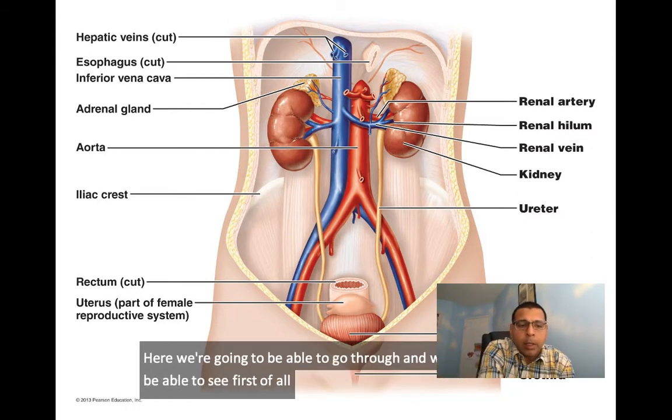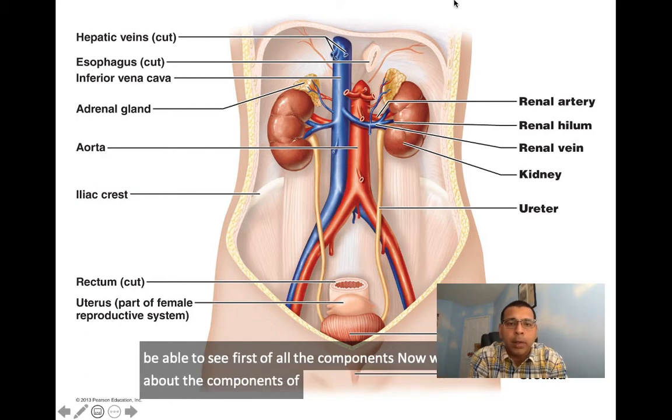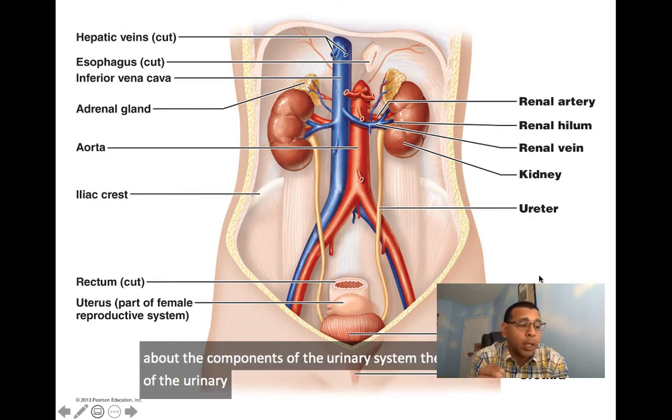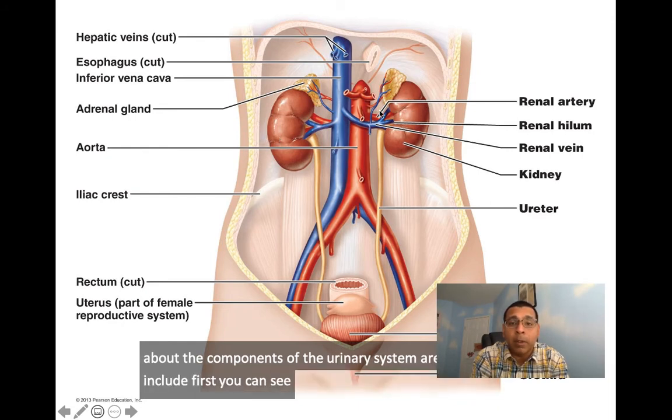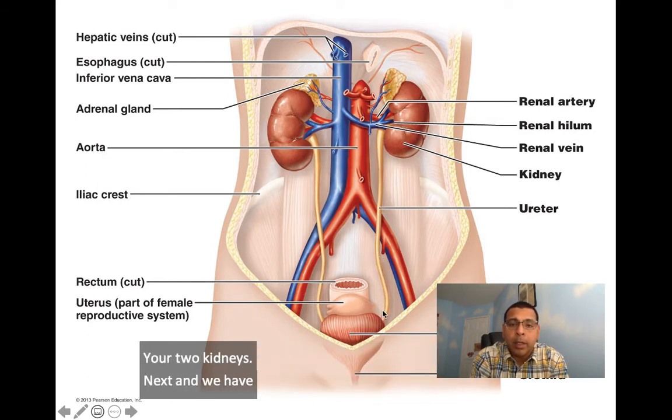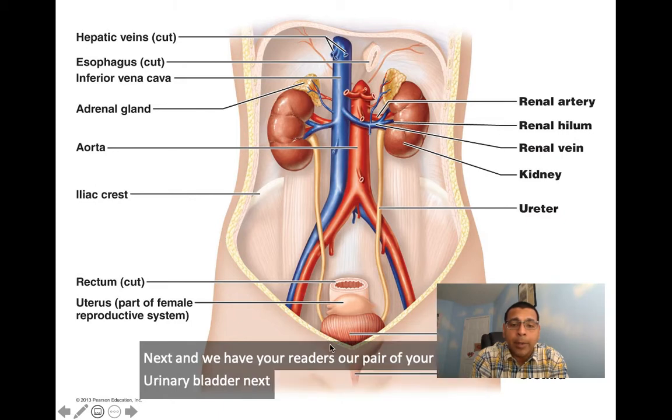The components of the urinary system are going to include, first, you can see here, your pair of kidneys, your two kidneys. Next, we have our pair of ureters, then the urinary bladder, and then finally we have the urethra.